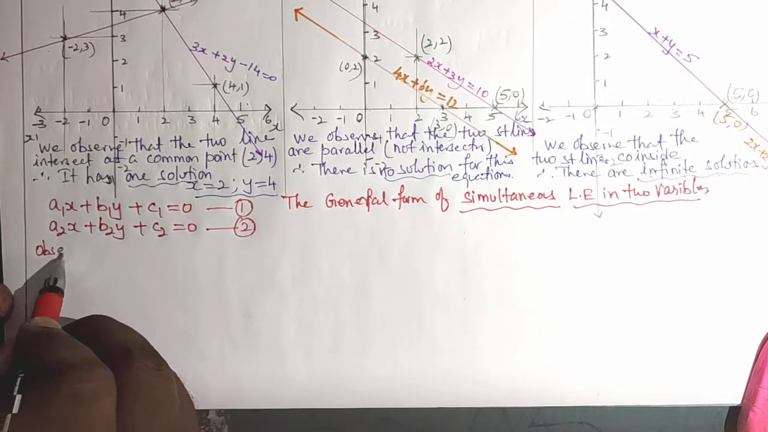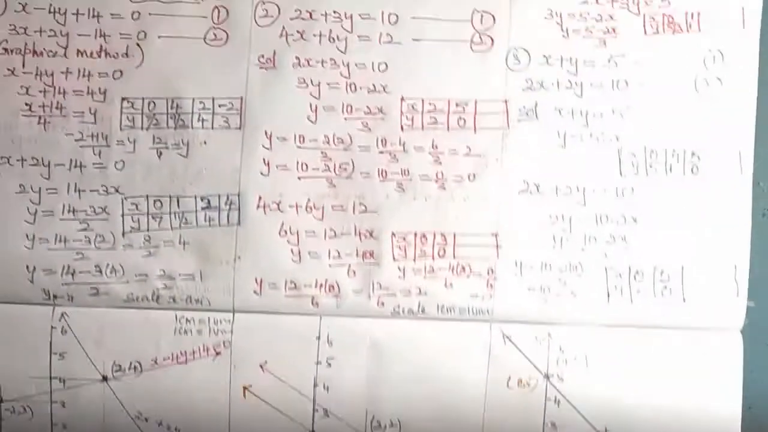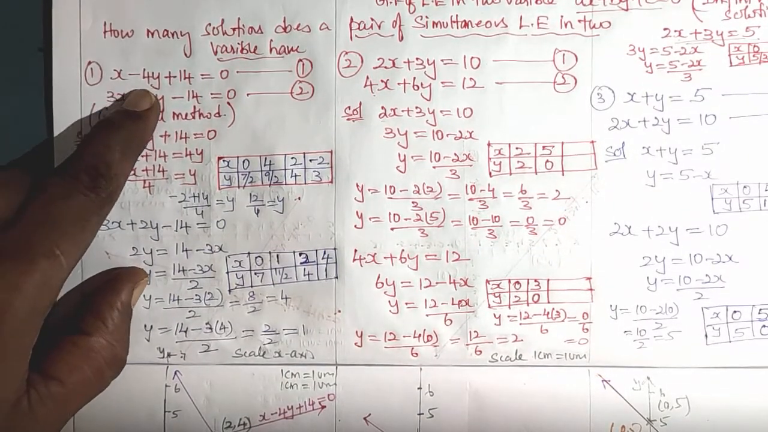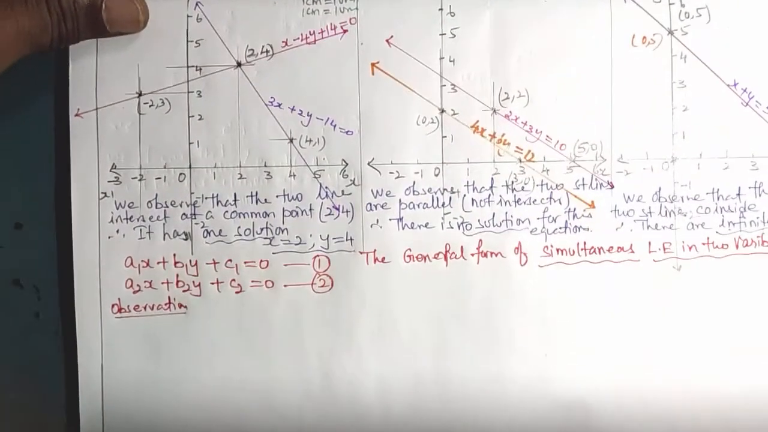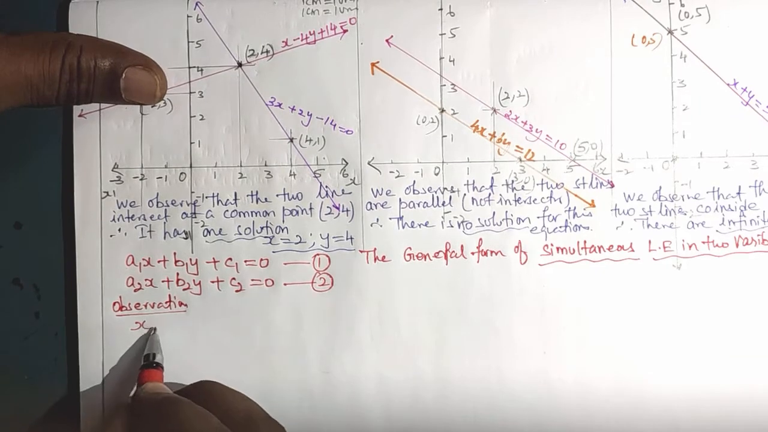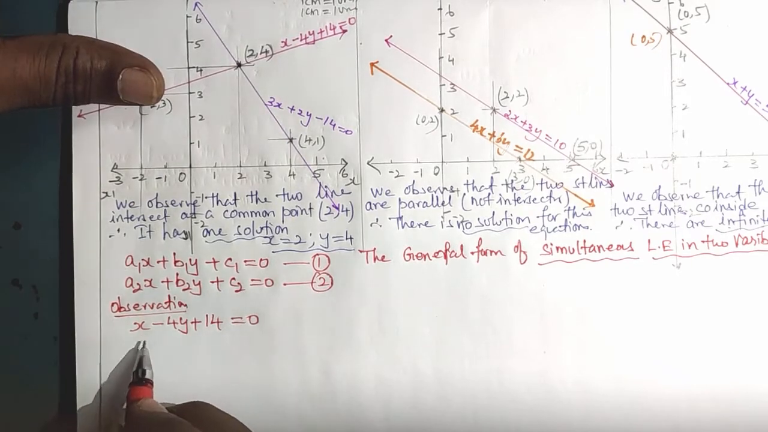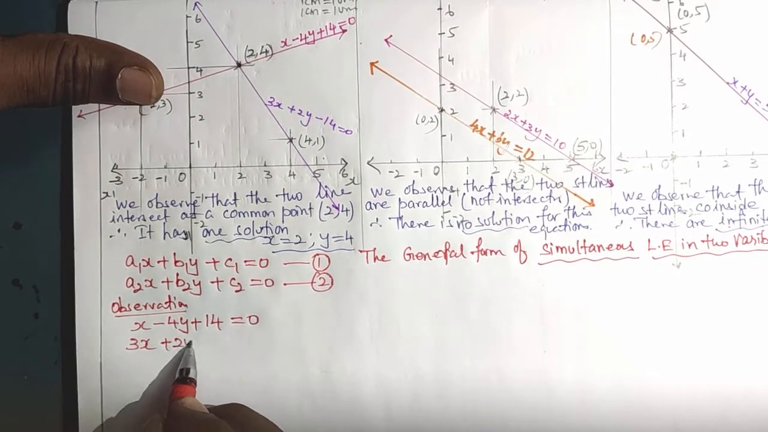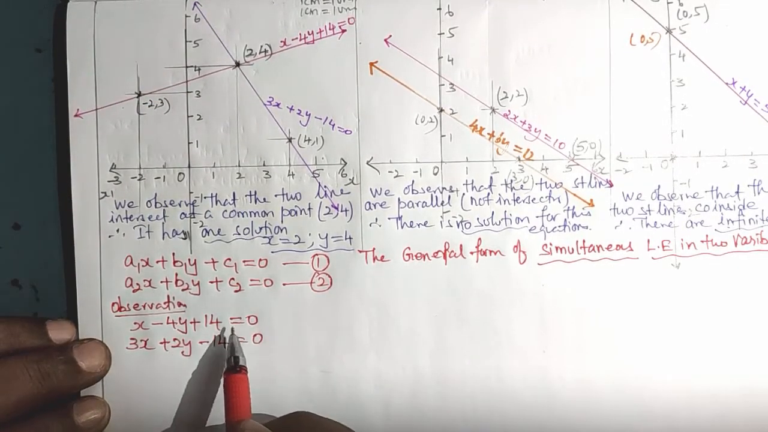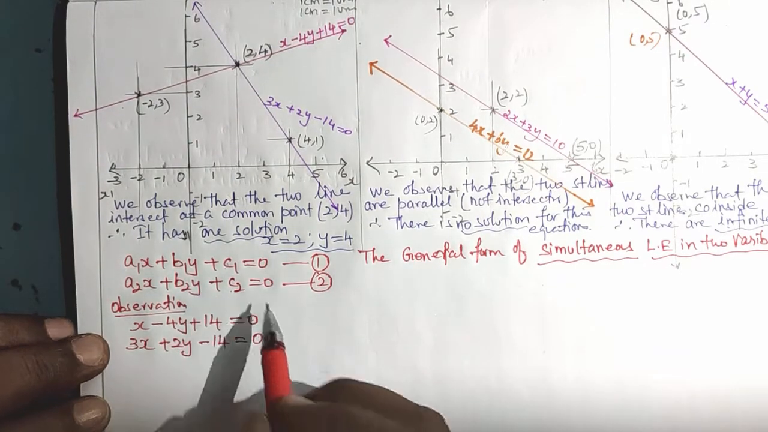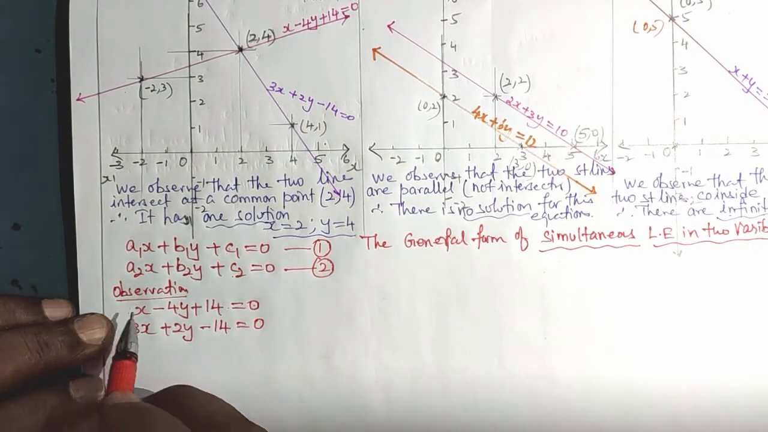Let us see. Observation. I will take the first equation which we have taken here: x minus 4y plus 14 is equal to 0, 3x plus 2y minus 14 is equal to 0. When I compare these two equations with the general form, what do I observe? In the place of a1, what is there here? 1.